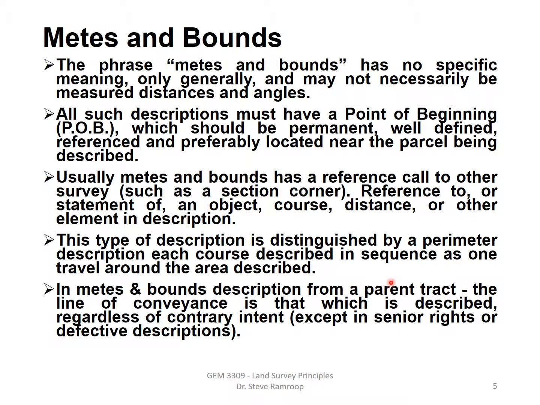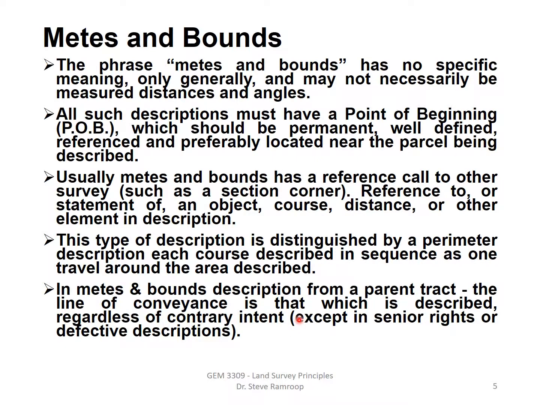So when you're doing the metes and bounds, you start from one side and you go around the entire perimeter of the property. When you close off, you want to close off at the same point you started, and that way you can calculate the area for the tract of land.